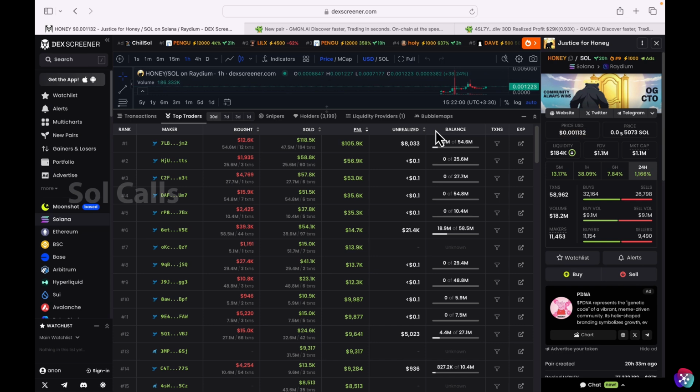We can see this in loss as well. For example, when you lose money and you haven't sold those tokens, that's unrealized loss, and when you sell that, that will become realized loss. This person sold some of his tokens, but still, as you can see, most of his tokens are left and he hasn't sold them yet.